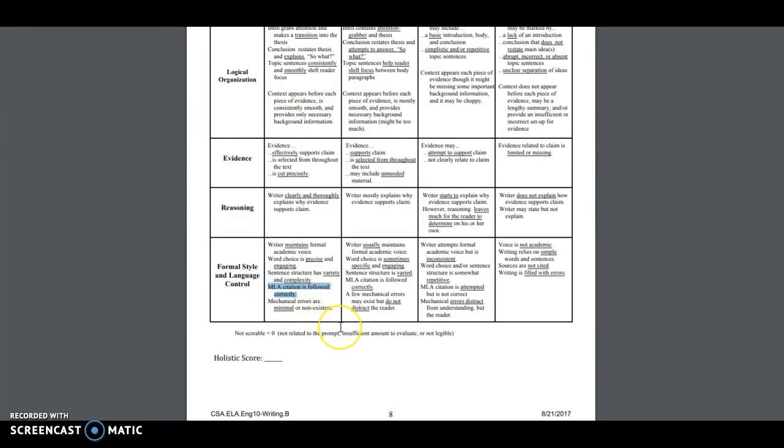We'll talk about that in more detail because I'm running out of time here. We'll talk a little bit more about citation when I see you again on Monday. Right now I want you to start writing and get some ideas down. Mechanical errors are minimal or non-existent. It's okay to make mistakes. I make mistakes when I write. Just as long as they're not super distracting, we should be good.